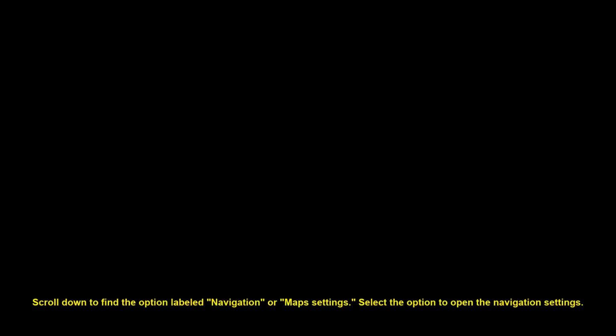Scroll down to find the option labeled Navigation or Maps Settings. Select the option to open the navigation settings. Look for the feature that mentions NACS or destination charging. Enable the NACS-aware maps feature by toggling the switch.